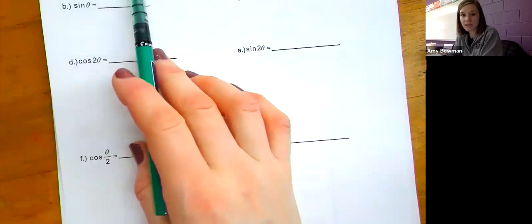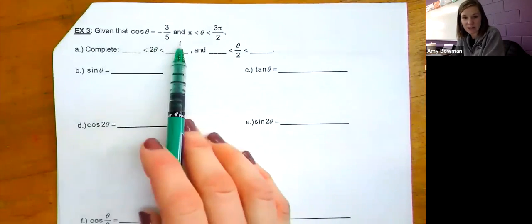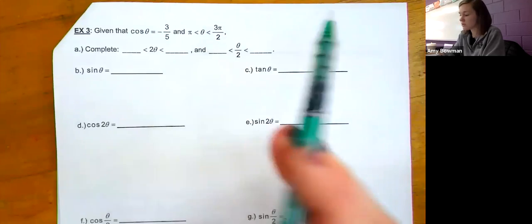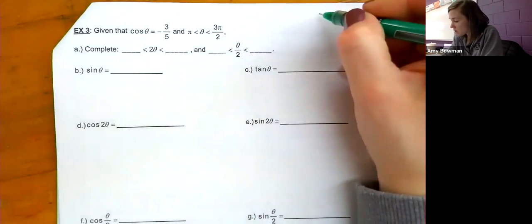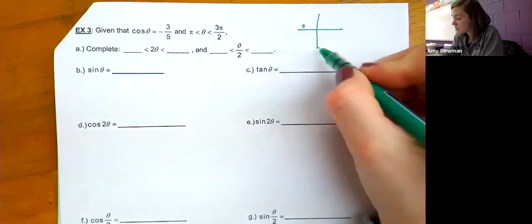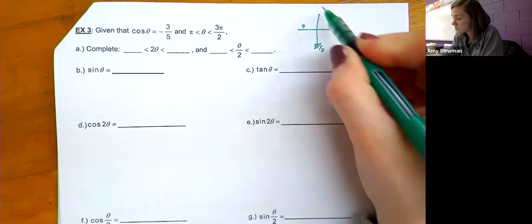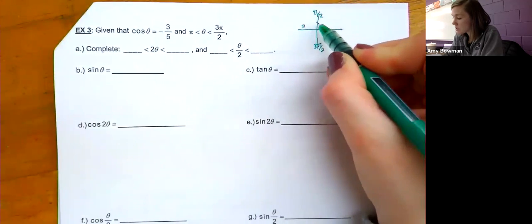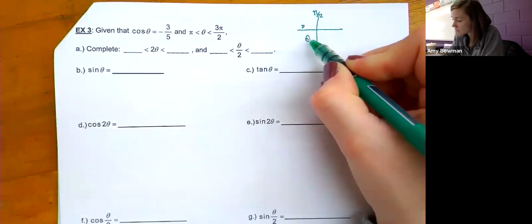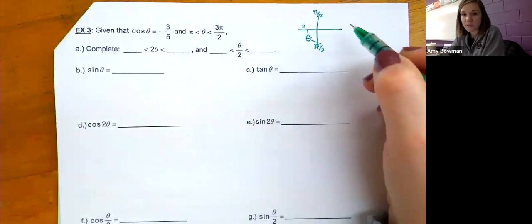So example 3, you're given cosine of theta. You're told where it is on the unit circle. So we don't know where theta is, but we are being told it's between pi and 3 pi halves. So remember, this is pi, this is 3 pi halves. This is 1 pi half. Okay, so between pi and 3 pi halves, so our value of theta is somewhere right here in quadrant 3.